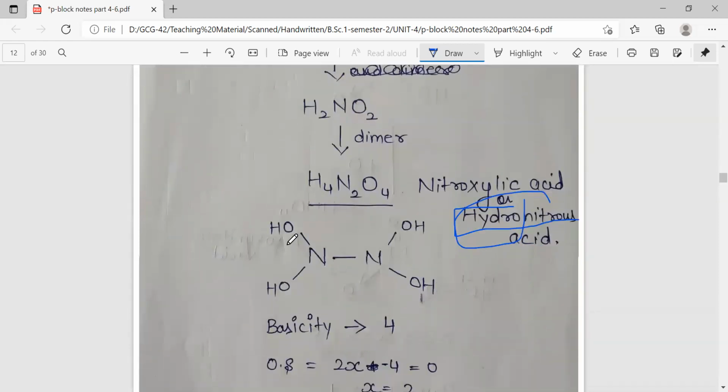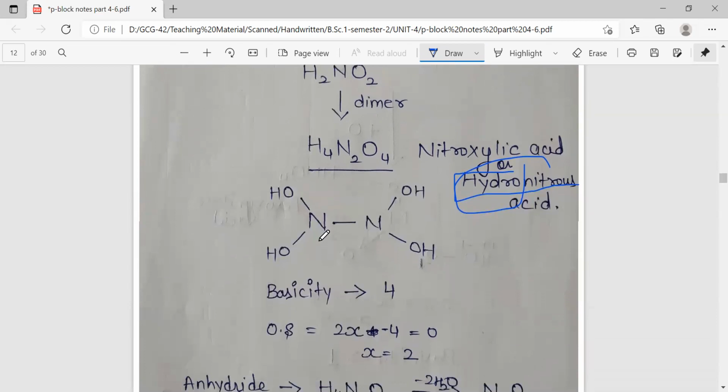So this is the formula. 2 OH groups are present on each nitrogen with one single bond in between the 2 nitrogens, and the total number of bonds formed by each nitrogen is always 3 in the case of these oxy acids of nitrogen. So basicity here is 4 because there are 4 ionizable hydrogens.